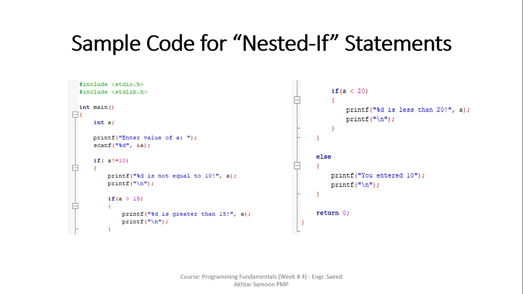It is essential for any programming language, including C, that you should be able to make blocks. You should be able to make paths of your program based on the conditions, based on the inputs that the user is providing, or based on the inputs that are coming to the computer through other sensors, through other input devices. So this is how you make decisions in the C programming language using nested if statements.